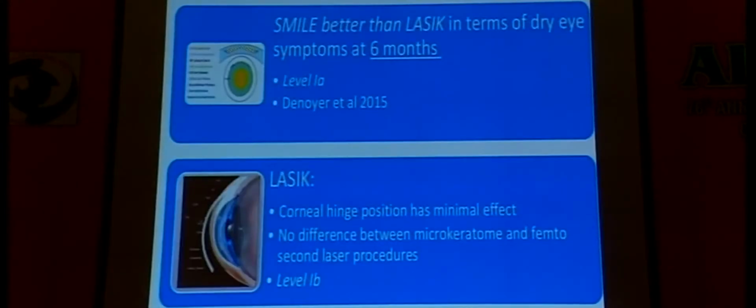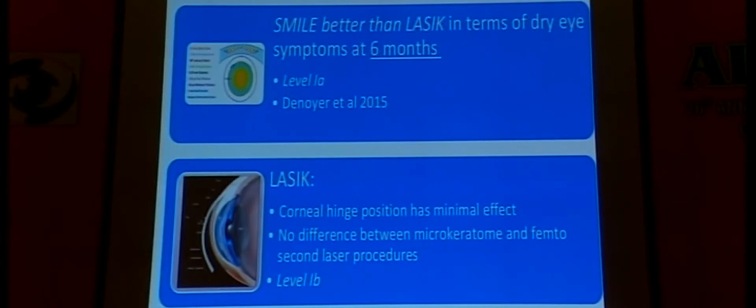And for refractive surgery, it has been shown that SMILE is better than LASIK in terms of dry eye symptoms at 6 months. This is level 1A evidence. For LASIK, the corneal hinge position has a minimal effect. There's no difference between a microkeratome and femtosecond laser procedure.